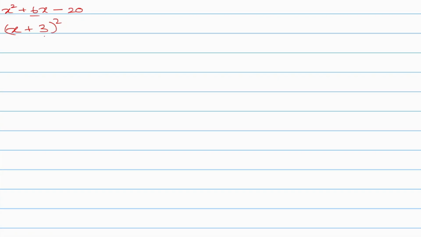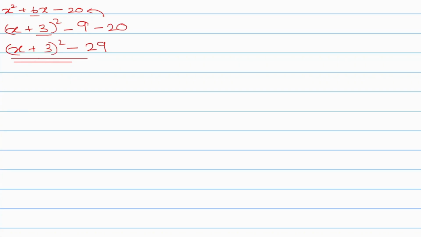So that 9 we had to subtract. So that's basically the square of this. So minus 9. And then just add in what we were missing. Minus 20. And that we can write as x plus 3 whole thing squared minus 29. So I hope you understand what this completion of the square technique is.